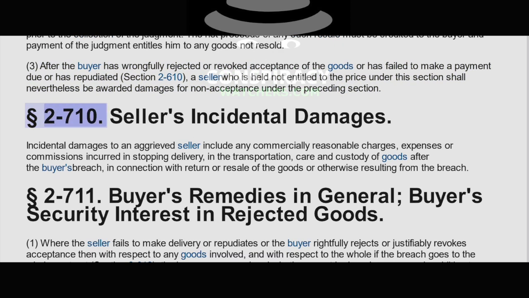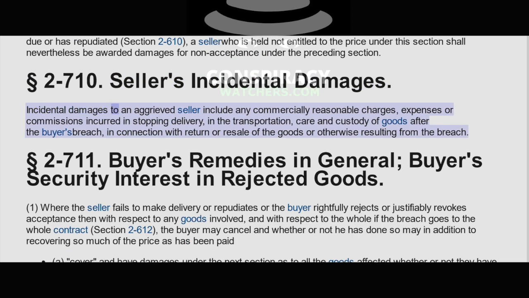Section 2-710. Seller's incidental damages. Incidental damages to an aggrieved seller include any commercially reasonable charges, expenses or commissions incurred in stopping delivery, in the transportation, care and custody of goods after the buyer's breach, in connection with return or resale of the goods or otherwise resulting from the breach.